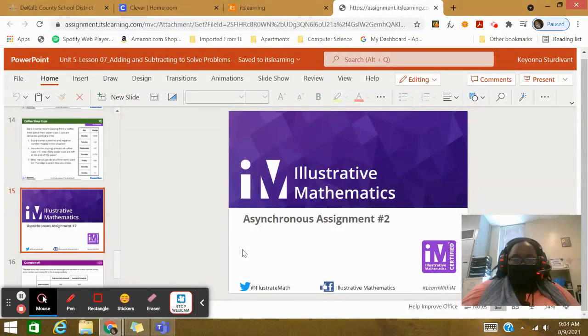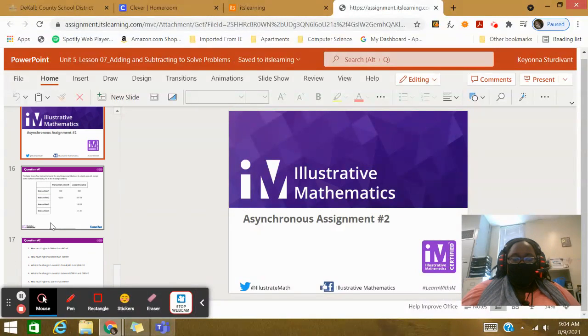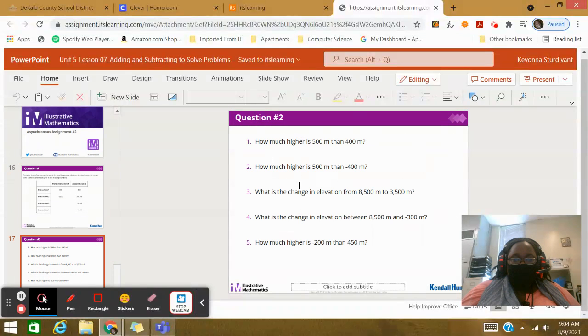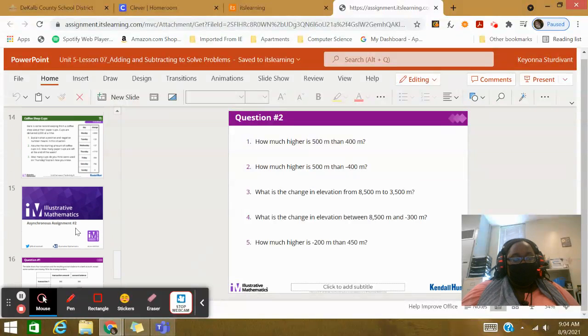Again, the asynchronous work is out of order. If you're completing the PowerPoint, you're going to fill in these charts here. You're kind of going backwards, but you're filling in transactions 3 and 4. For question 2, you're just answering each of these values by subtracting, and you will be done.